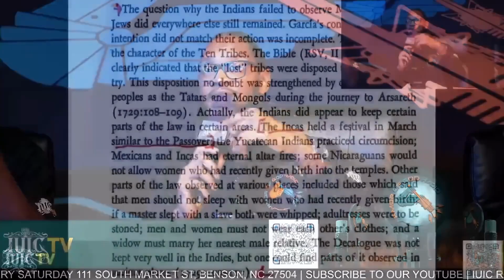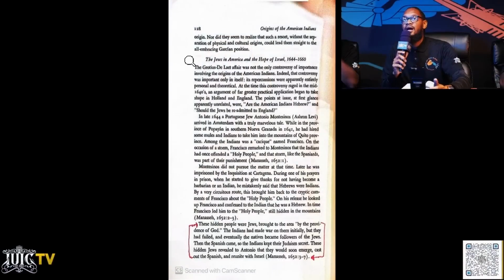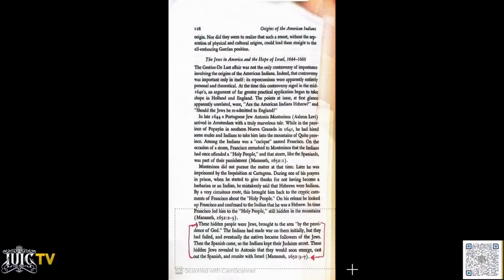Hey, real quick, let's continue to move on. I won't get past this book because they have a little bit more. The last one we was at, I forget where it was at. We're at 128. That's where we at. Origins of the American Indians. Now we at the very bottom where I made sure I highlighted everything.